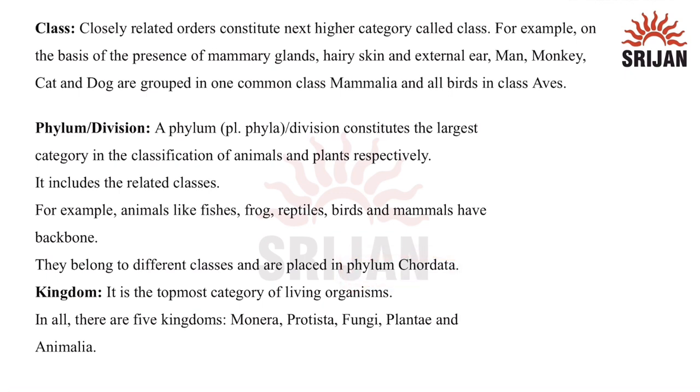Okay, now kingdom. So it is the topmost category of living organisms. Now, in all, we have five kingdoms, which are Monera, Protista, Fungi, Plantae, and Animalia. Now, we will study each of them separately. I hope this topic is clear to you.